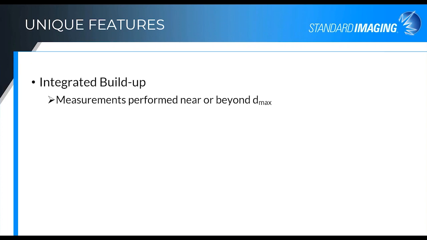So what are some of the unique features of the QA BeamChecker Plus? Well, I mentioned the integrated buildup, and this was chosen so that you can perform measurements near or beyond the Dmax levels for stability, so that there's no steep slopes of changing curves should the energy constancy be changing.